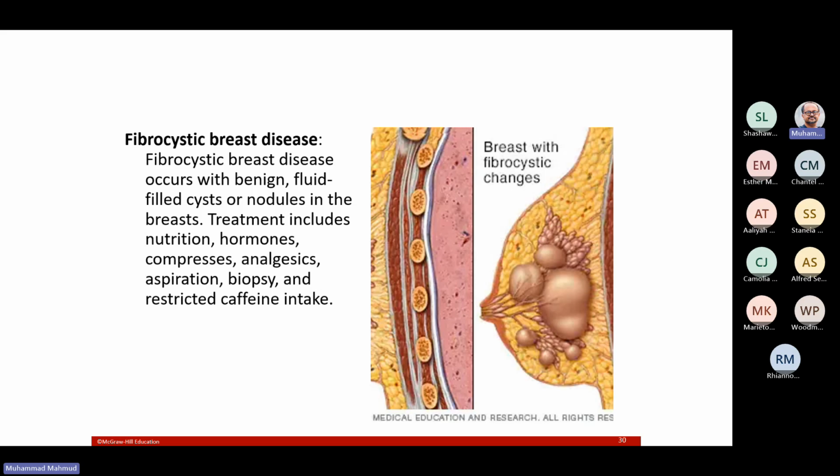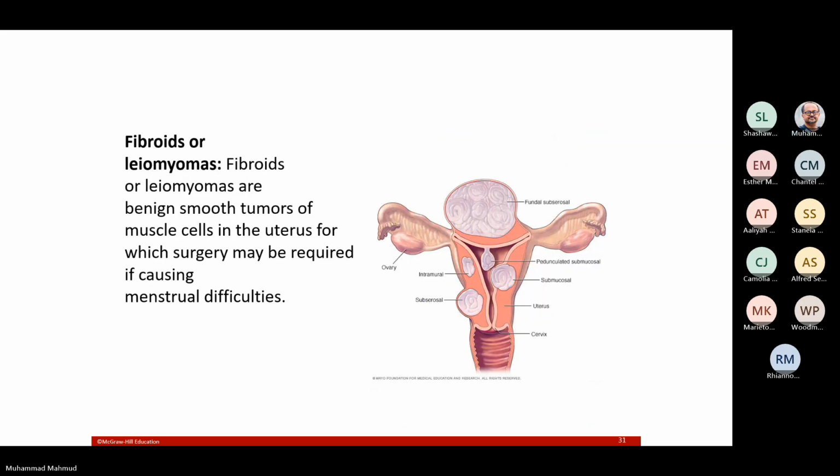This one is the fibrocystic breast disease. You see those benign fluid-filled cysts. These are benign, so not a cancer, but they can cause some discomfort and other problems. Treatments include nutrition, hormone compress, analgesics, aspiration, biopsy, and restricted caffeine intake. For the uterine fibroids or leiomyoma, we find benign smooth tumors, for which surgery may be required if causing menstrual difficulties.